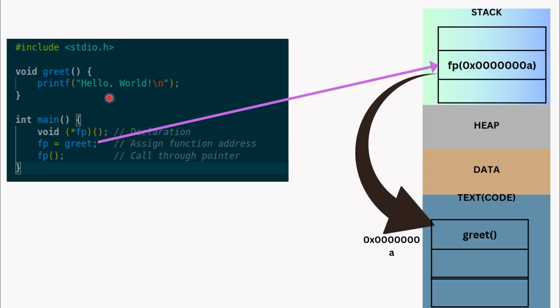So you can see, the pointer is created in stack memory, but the code for the function is in the text segment, the greet function. Your pointer holds the address of this greet function. So this is 0x000a, it will store that, and whenever you call this function pointer, it will dereference the address of this function and then call that function. So in this line, it will call this function.